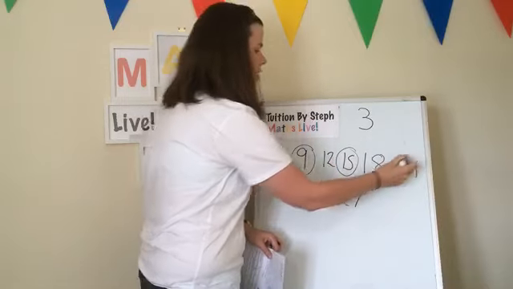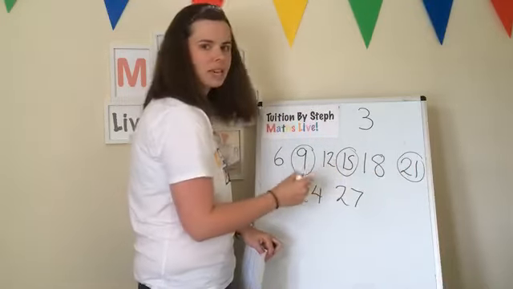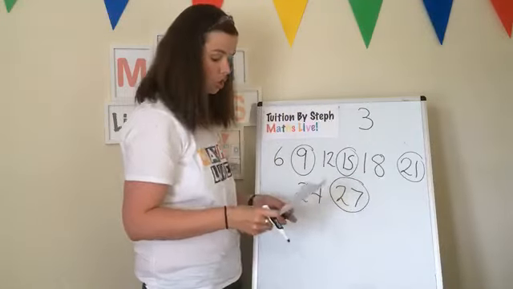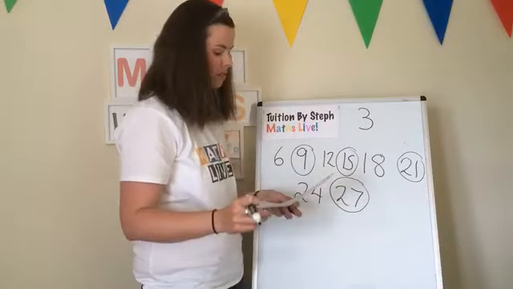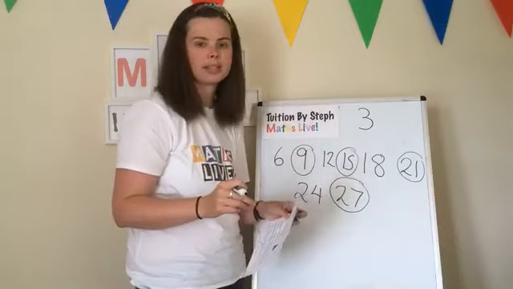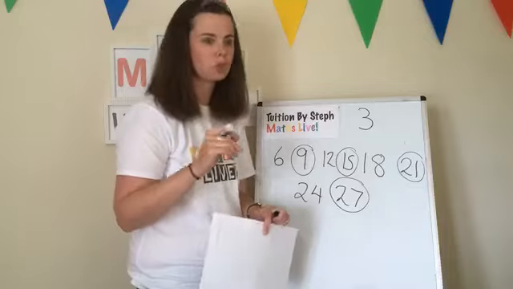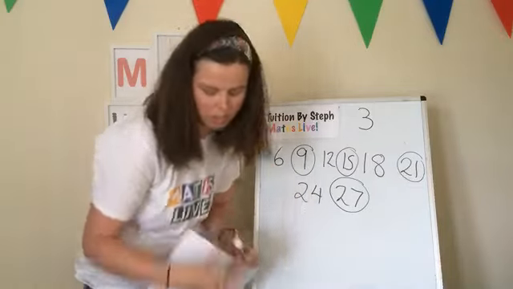15. Do you notice the pattern? It's odd, even, 24, and 27. So you should have written down 9, 15, 21, and 27. They are the odd multiples of 3 up to 30, not including 30.